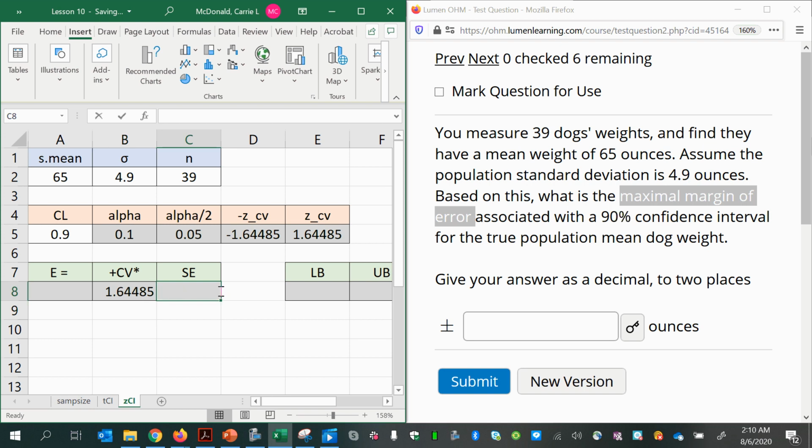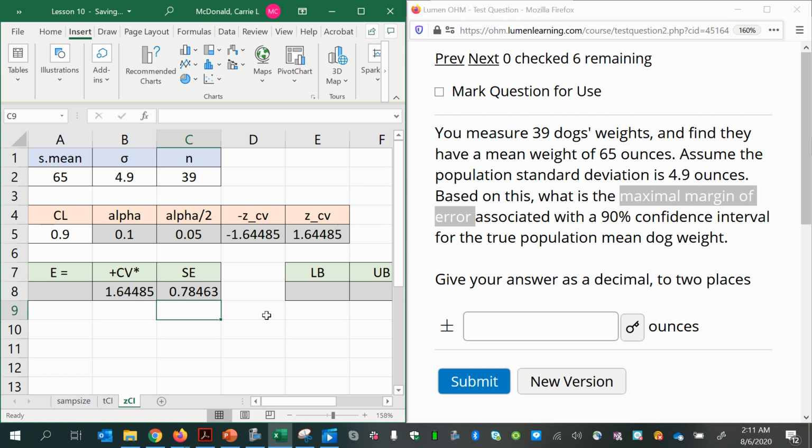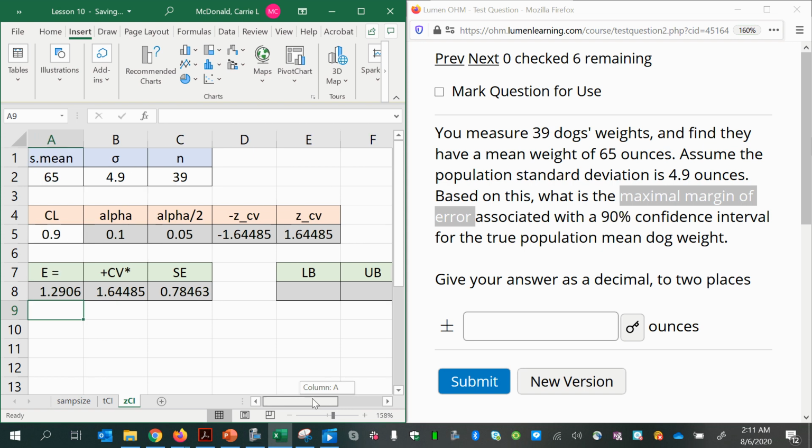The standard error is the population standard deviation divided by the square root of n. And yes, we want to accept that correction. It was just that I didn't give it a set of parentheses that it wanted, but it fixed it for me. So now that I have the critical value and the standard error, I can multiply those to get my margin of error.